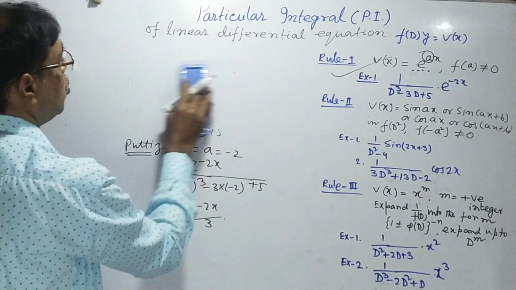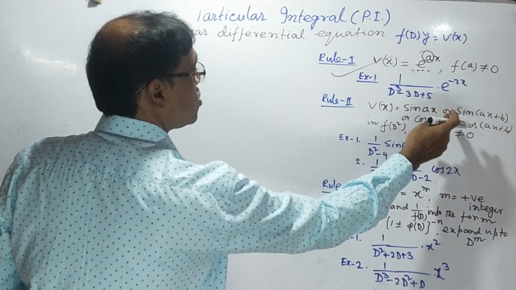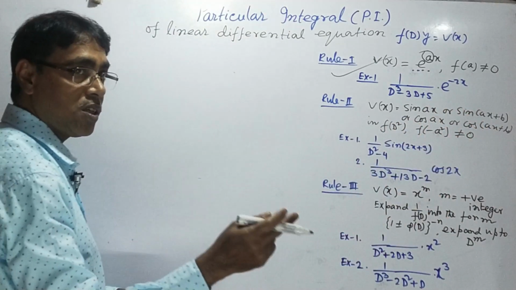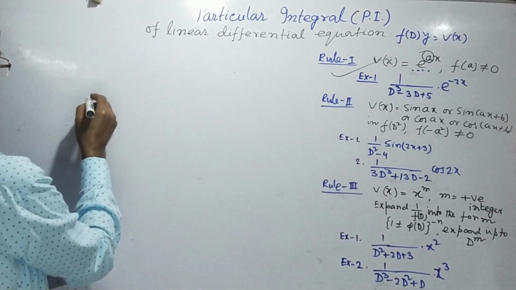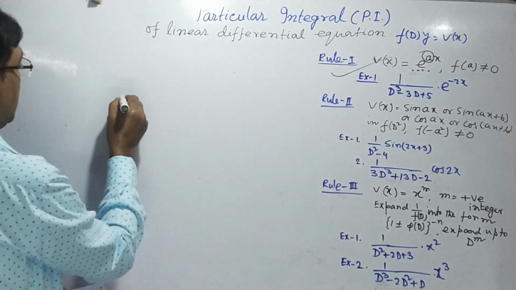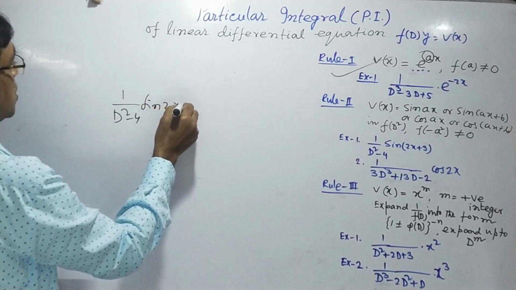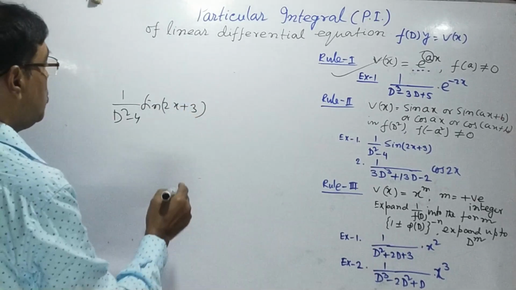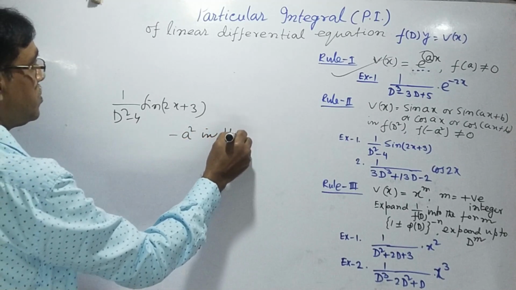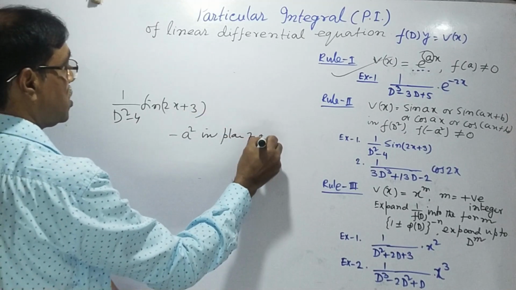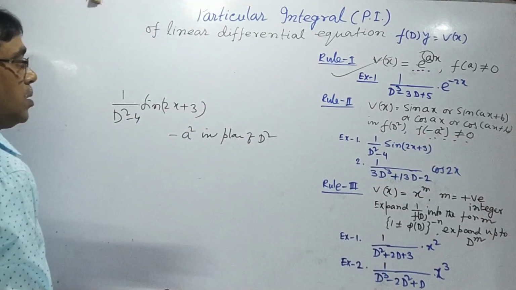Now for rule 2, when the function V of x is of the form sin ax or sin of ax plus b, or cos ax or cos of ax plus b. For this, rule 2 example: 1 by D square minus 4 sin of 2x plus 3. We put minus a square in place of D square, when this is not equal to 0.